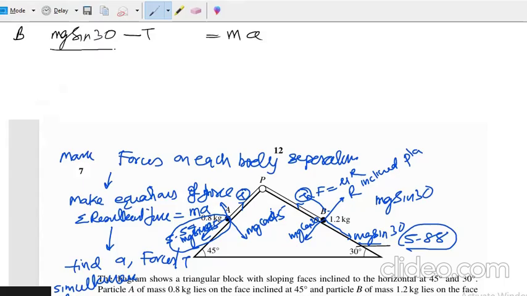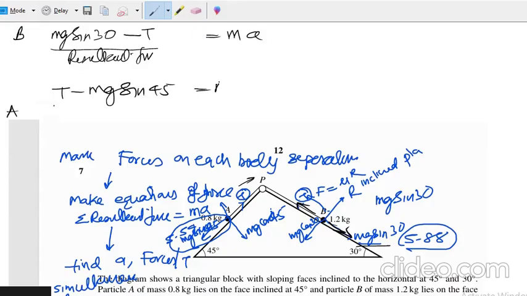What does this equation mean? It means the resultant force. One force is acting downwards, the other is acting upwards, so the resultant is the difference of these two, equal to ma. For A, T is going up and mg sine 45 is going down, so T is greater. So we say T minus mg sine 45 is equal to ma.